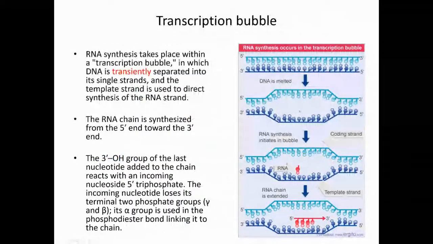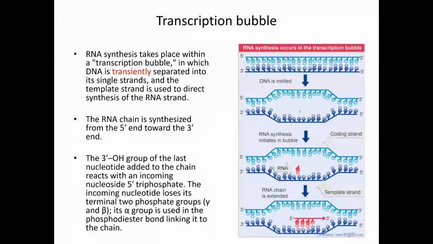And the transcription bubble: you need to open up the double helix so the RNA polymerase is able to synthesize the RNA. This region where you have the open double helix DNA, we call it a transcription bubble. All right.